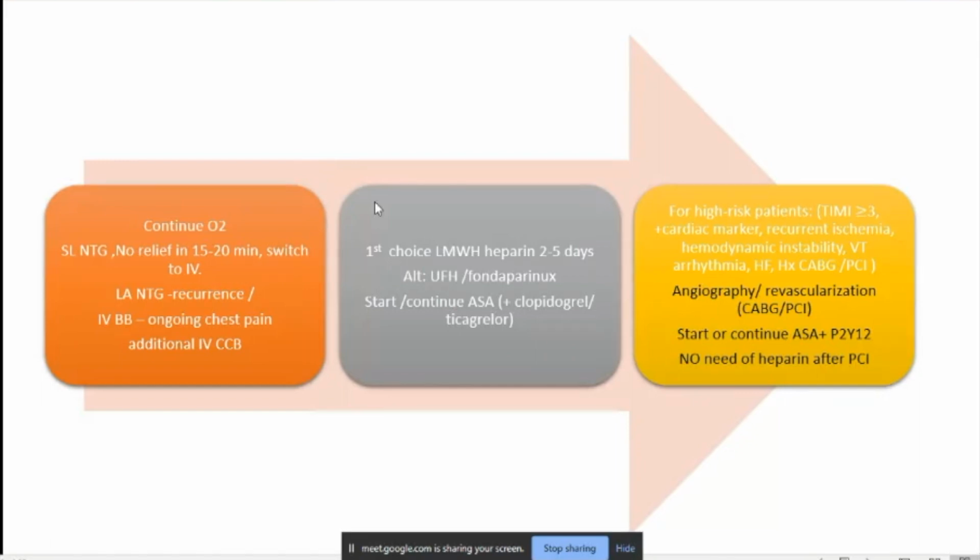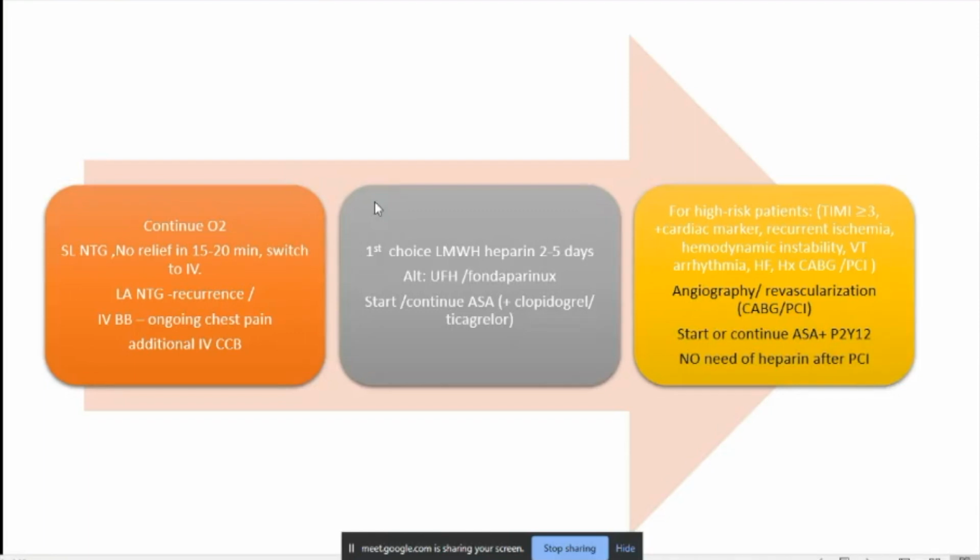So again, we continue the oxygen, we start the nitroglycerin. If there is ongoing ischemia and recurrence, we give IV beta blockers, and if there is still pain despite that, we give the IV calcium channel blockers. Then we give the low molecular weight heparin. Unlike in STEMI, where we go with the unfractionated first.